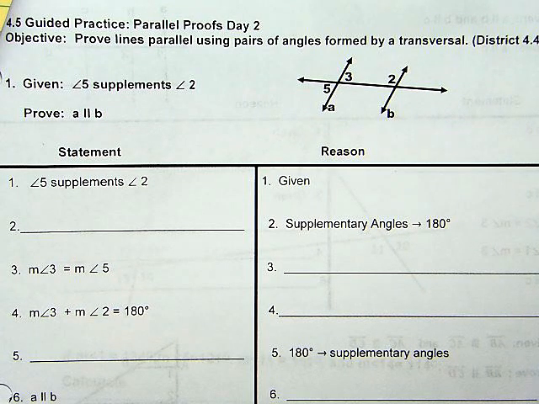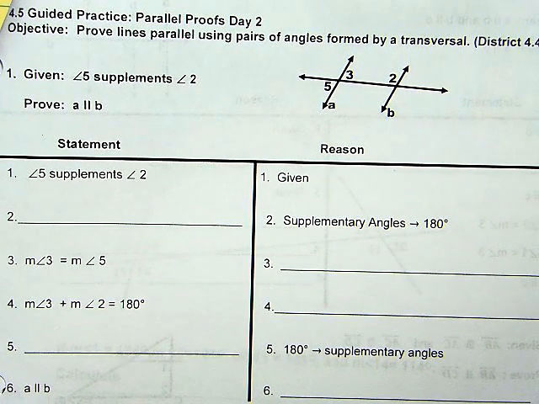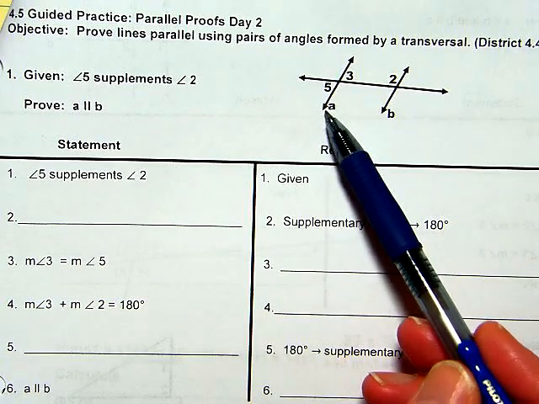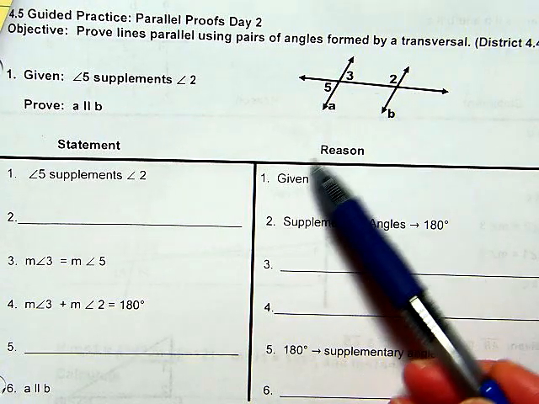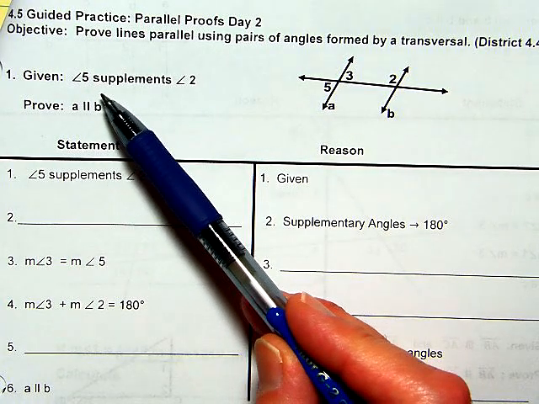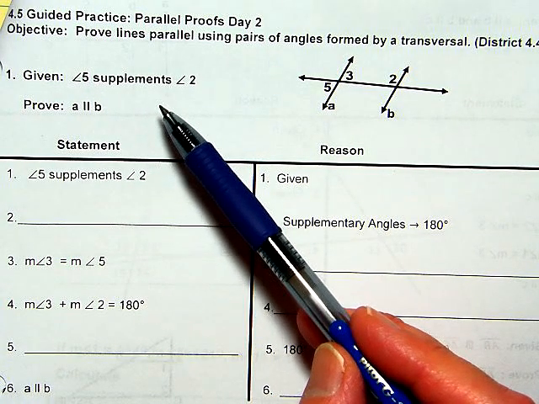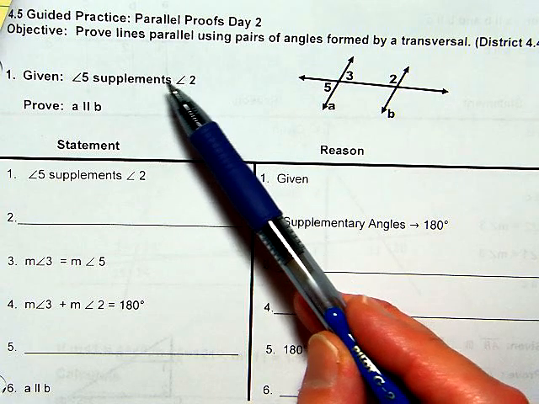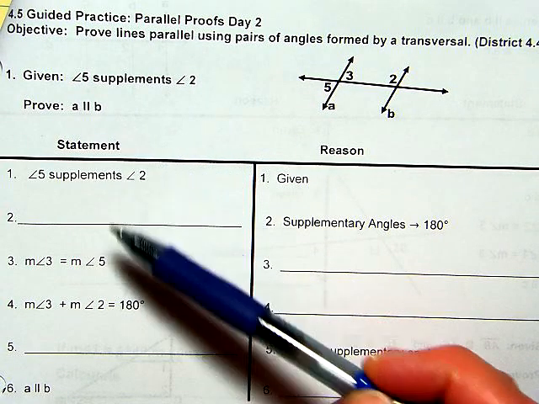This is now guided practice 4.5. In this guided practice, we're going to see how we can use formal two-column proofs to prove that lines are parallel. We're going to start in the first problem here with a diagram, and you can see we've got lines A and B cut by a transversal. We don't know if A and B are parallel, but we are given that angle 5 supplements angle 2, and using that information, we are being asked to prove that the lines are parallel.